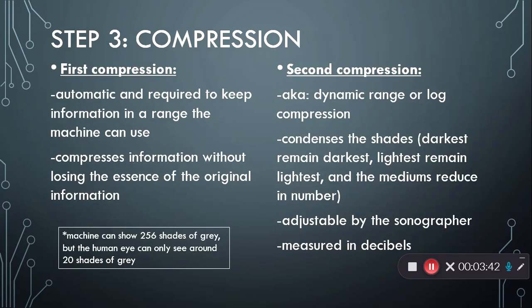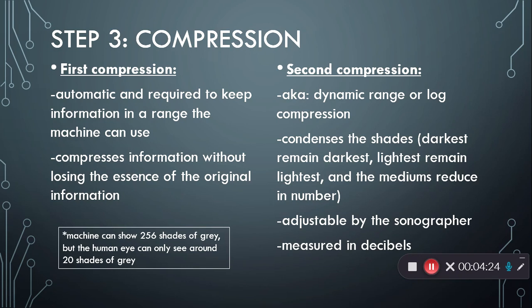The third step of the receiver is compression. There are also 2 parts of this step. The first compression is done automatically by the machine. This is required to keep all the information within a range that the machine can use. It compresses the information without losing the essence of the original information collected. The second compression is done by the sonographer. It is called dynamic range or log compression. This is an additional condensing of the shades. The darkest shade will remain the darkest, the lightest shade will remain the lightest, and the in-between shades will reduce in number. Compression is also measured in decibels.